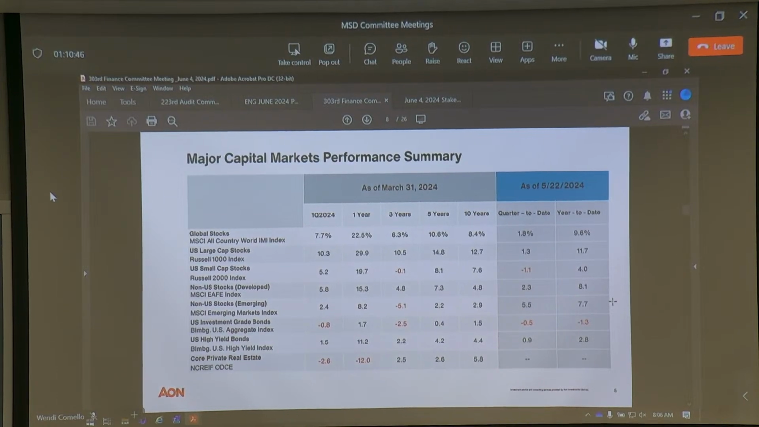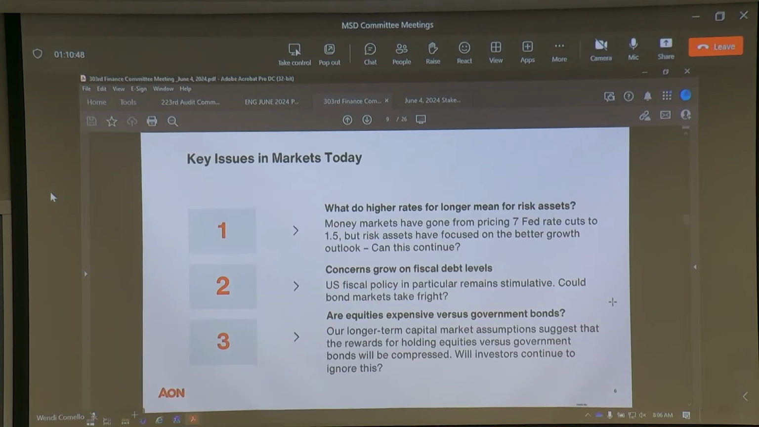The next slide is just highlighting some of the issues that we see in markets. And again, what do higher rates mean for risk assets? So this is interesting. When we entered this year, the market was pricing roughly 6 to 7 rate cuts. The view was inflation was coming down, it was on track, and the Fed was going to be able to ease up a little bit and start to cut rates.